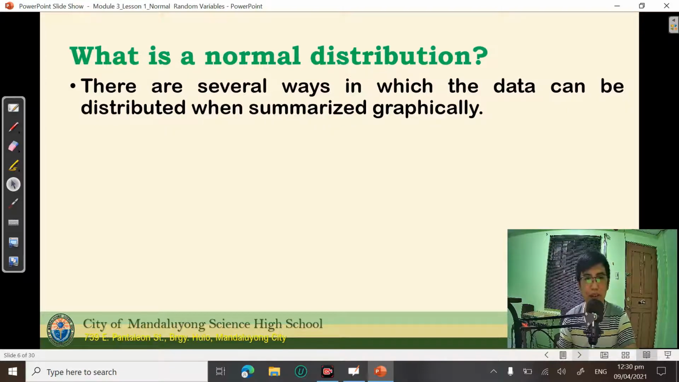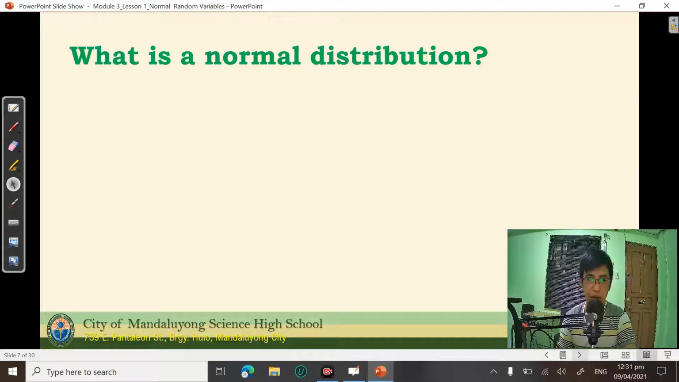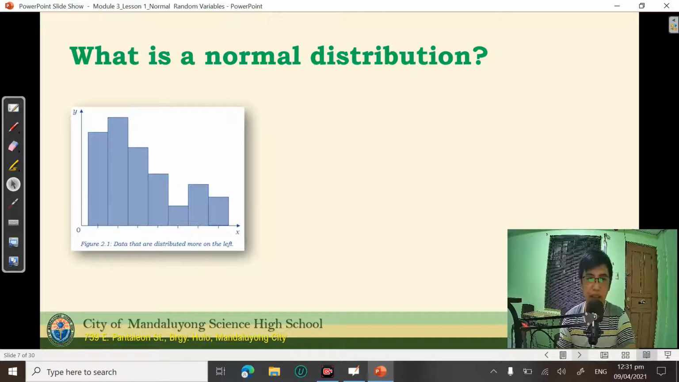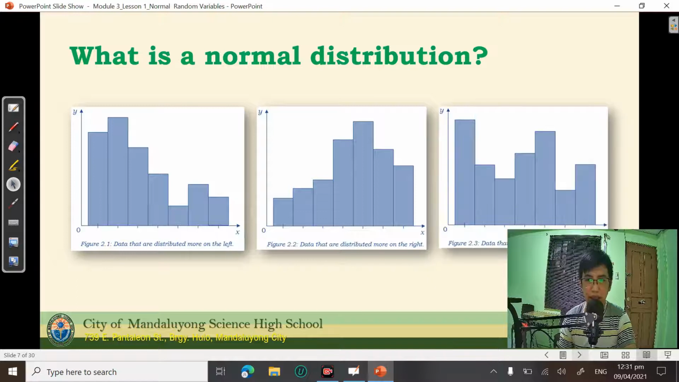Now, there are several ways in which the data can be distributed when summarized graphically. I hope that during your junior high school, you have experienced presenting data in terms of a graph, not only the frequency table. Because here we can see that the data can be distributed to the left, to the right, or varied, just like the given figures below. So these are the data that are distributed more on the left. These are the data that are distributed more on the right, and these are the data that are varied.